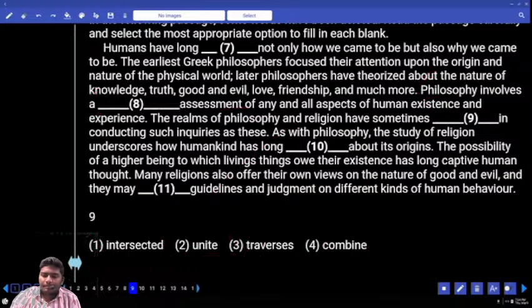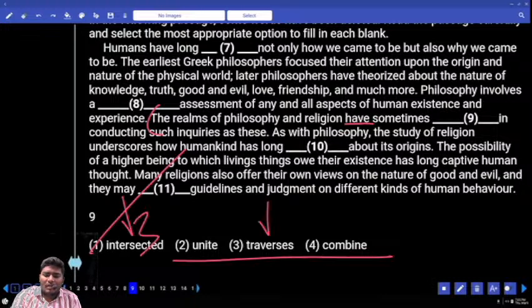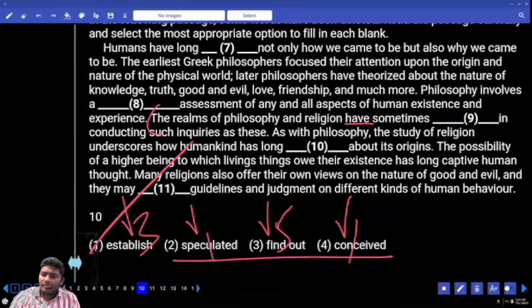Move to 9. The realms of philosophy and religion have sometimes, underlined the word have. Tell me the answer. Direct answer. What do we need? First one. Why? Have is followed by V3. All of them: traverses is V5, unite is V1, combine is V1. Only V3.